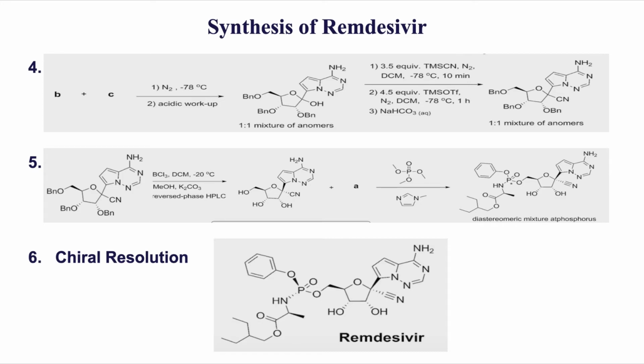The mixture is then reacted with an excess of trimethylsilyl cyanide in dichloromethane at low temperature for 10 minutes. It is then quenched in an aqueous solution of sodium hydrogen carbonate to obtain a nitrile intermediate. In the next step, benzyl protection is removed with boron trichloride in dichloromethane at low temperature. The isomers formed are separated by reversed phase high-performance liquid chromatography and reacted with trimethyl phosphate and methylimidazole to obtain a diastereomer mixture of remdesivir. In the end, using chiral resolution method, optically active remdesivir in its pure form is obtained.